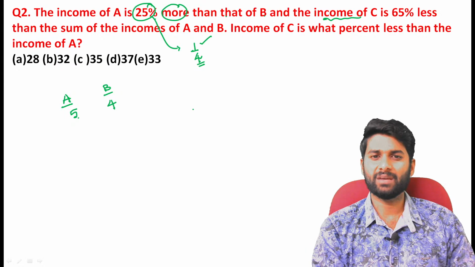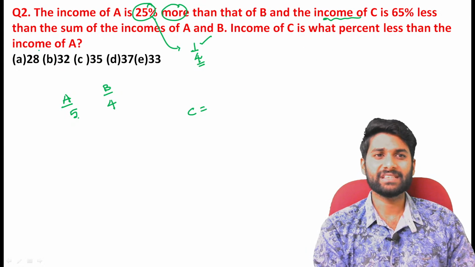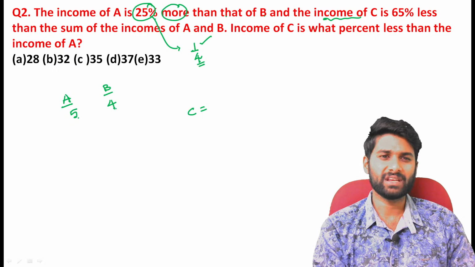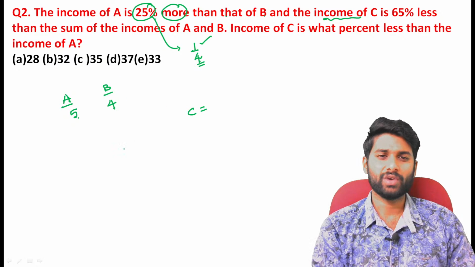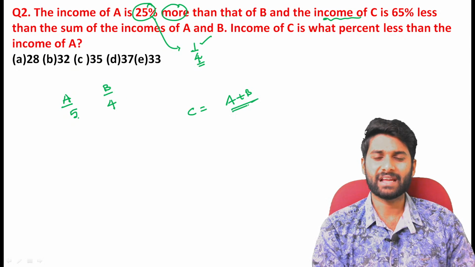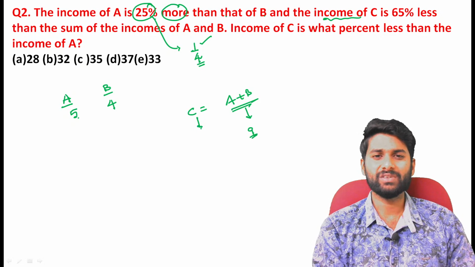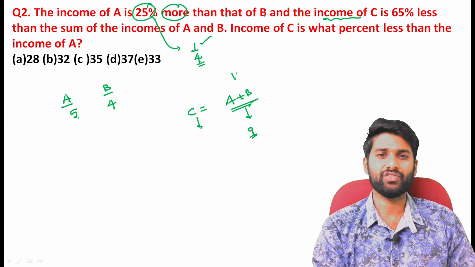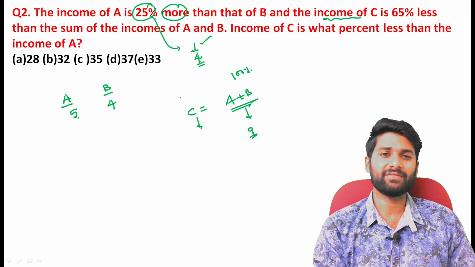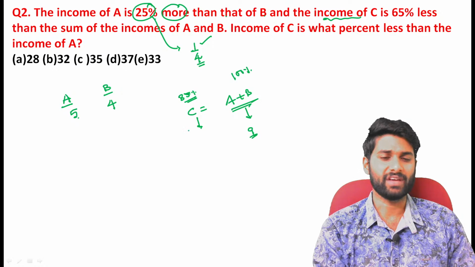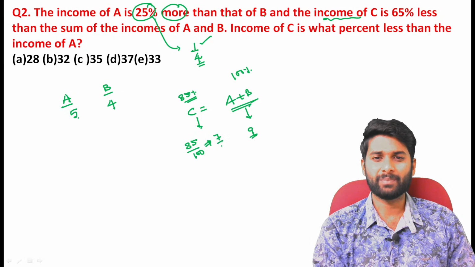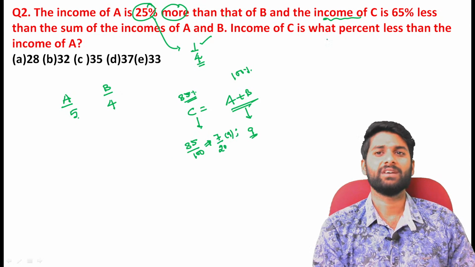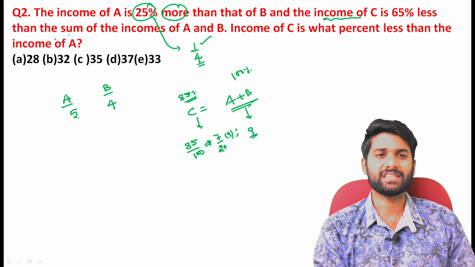Now just go through the information. The income of C is 65% less than the sum of the income of A and B. The sum of the income of A and B is exactly equal to 9 units. Now the C value is 65% less. If you assume the sum is 100%, the value of C is 35%. So 35% means 35 by 100, which becomes 7 by 20 of 9. That is the meaning, guys, because the income of C is 65% less than the sum of the incomes of A and B. Now the value of C is exactly 7 by 20 of 9.